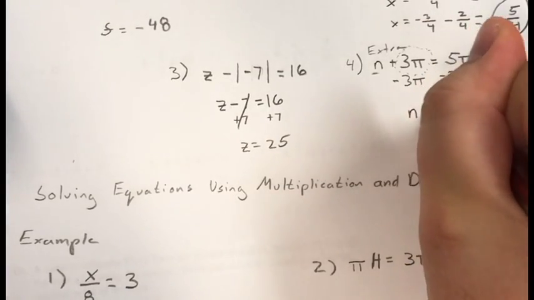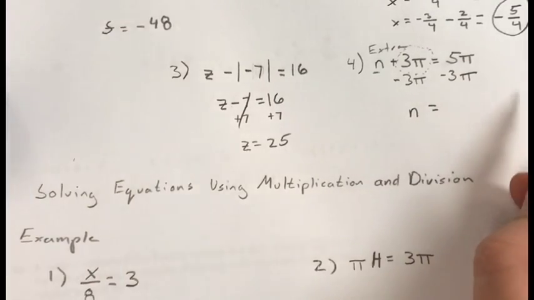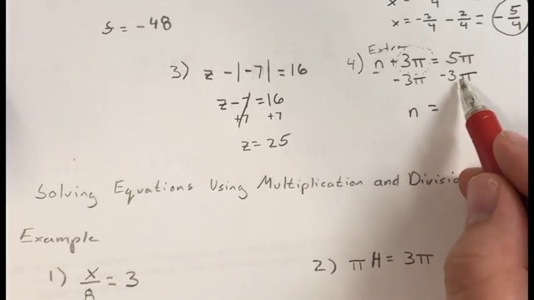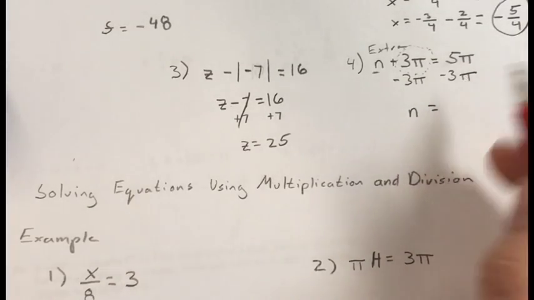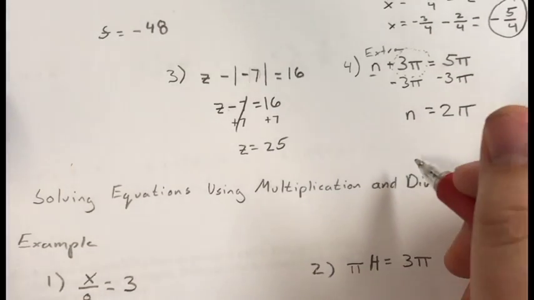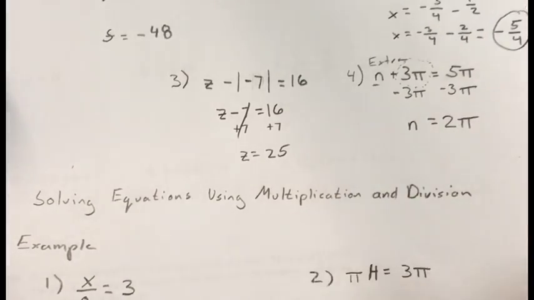That gives me n is equal to, well, what do you think 5 pi minus 3 pi is? Well, if you think of it this way, there's 5 pies that I can eat, and I ate 3 pies. Technically, how many pies do I have left? I have 2 pies left. All right, think of it like that. 5 pi minus 3 pi equals 2 pi.